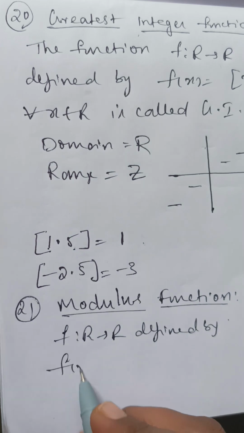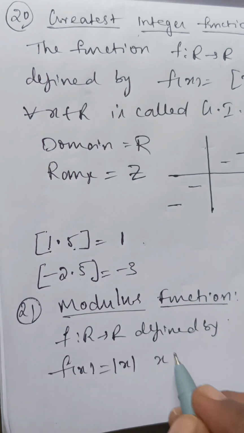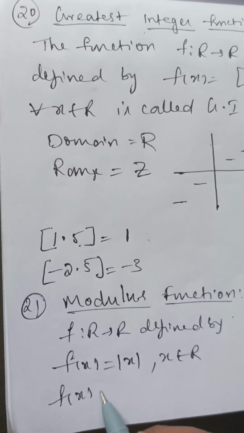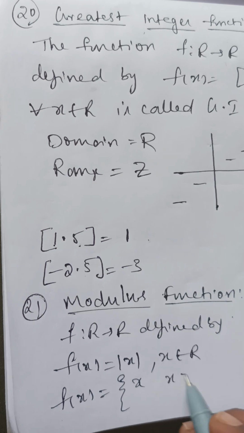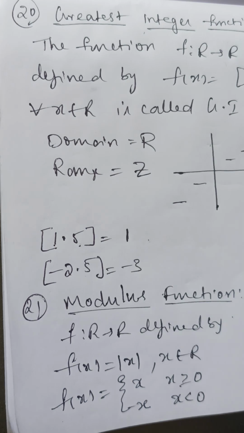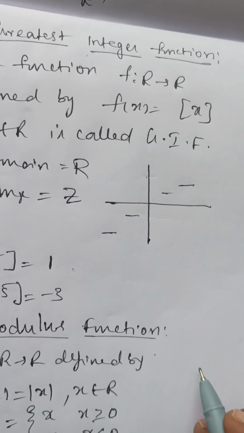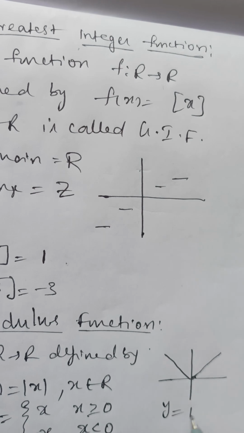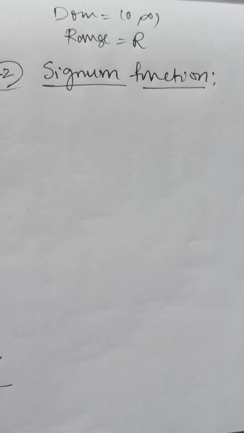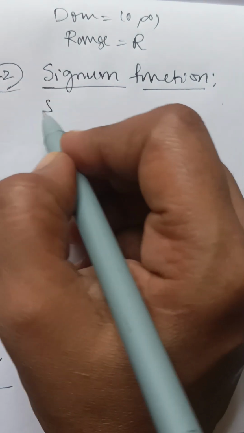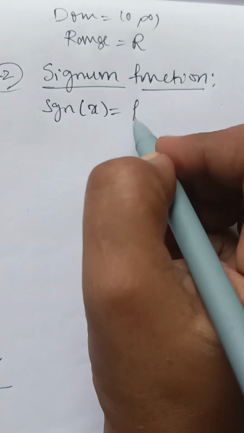Next one is modulus function. The function f maps R to R defined by f of x equal to mod x for each x belongs to R. F of x is positive x for x greater than or equal to 0, and it is minus x if x is less than 0. The graph of y equal to mod x is, because all are positive values, this is the graph for y equal to mod x.